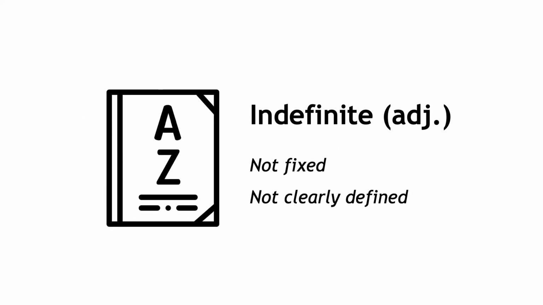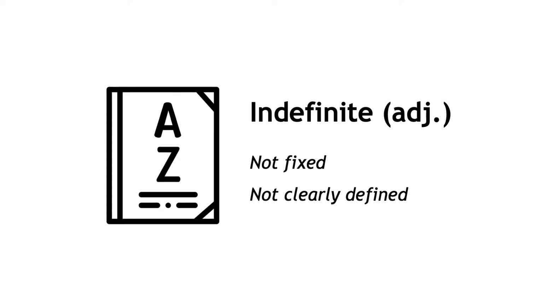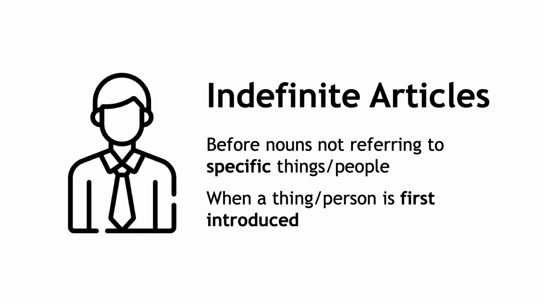If we look up the dictionary, indefinite means something that's not fixed or clearly defined. So indefinite articles are used when a noun is not referring to a specific thing or person, and when a thing or a person is mentioned for the first time.